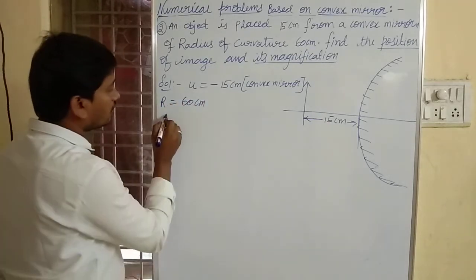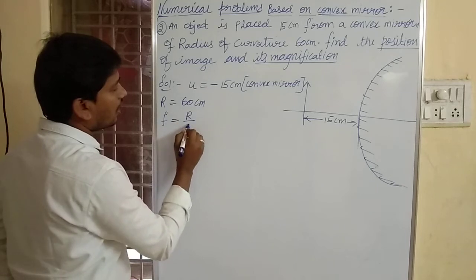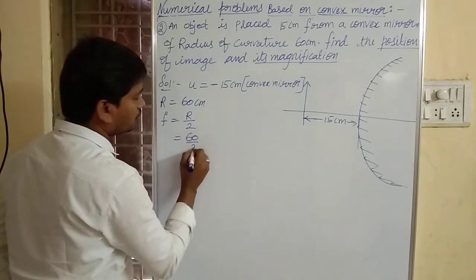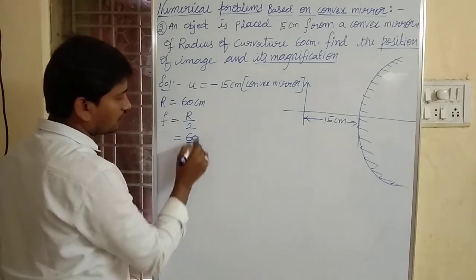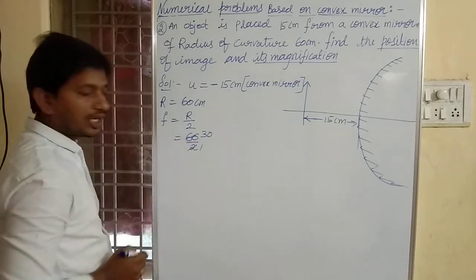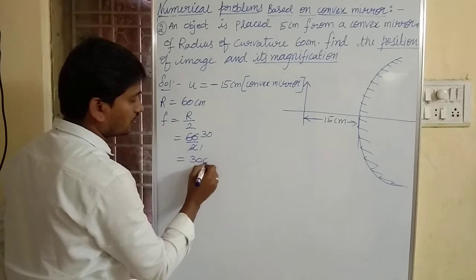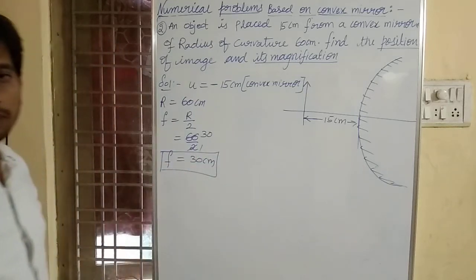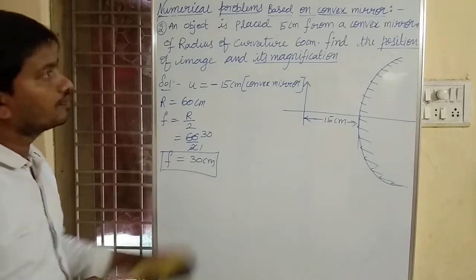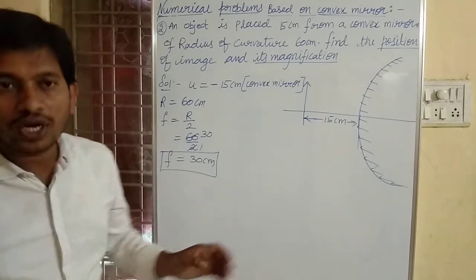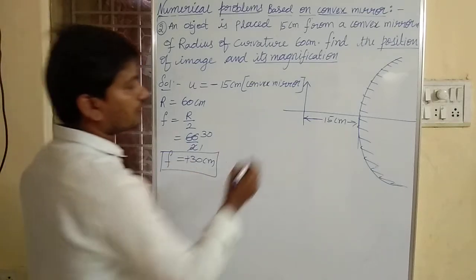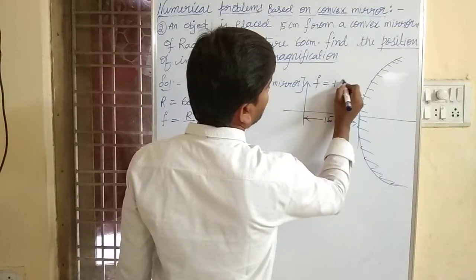So what is the focal length? The focal length will be half of the radius of curvature. 60 by 2, 2 1s are 2, 2 30s are 60, which is equal to 30 centimeters. So the focal length will be 30 centimeters. For a convex mirror, the focal length will be positive. f equal to plus 30 centimeters only.